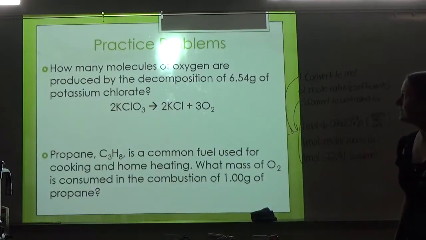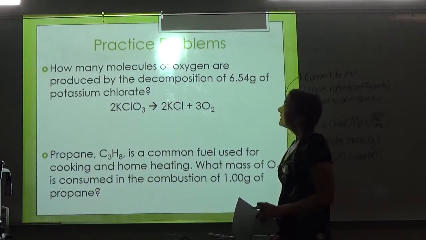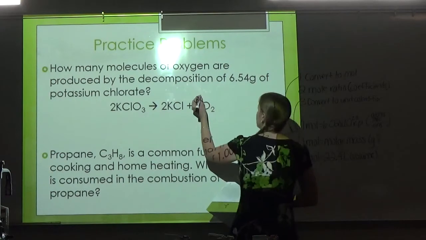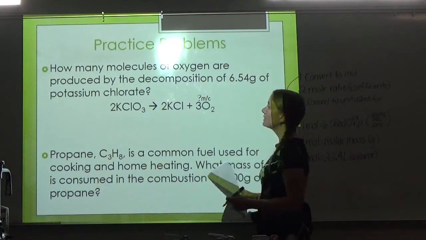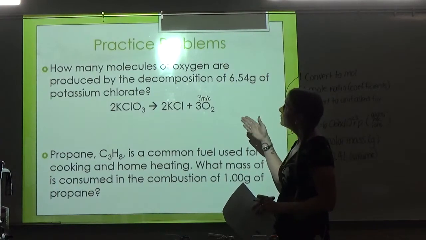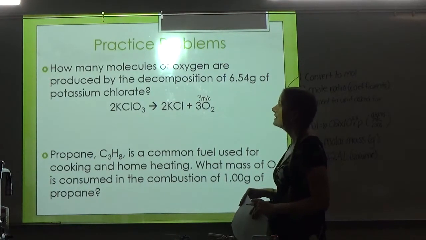All right, so let's look at another one together. So we'll look at this one right here. It says how many molecules of oxygen, so I'm going to put a question mark and molecules above oxygen, so I know that's what I'm going to, are produced by the decomposition of 6.54 grams of potassium chlorate.